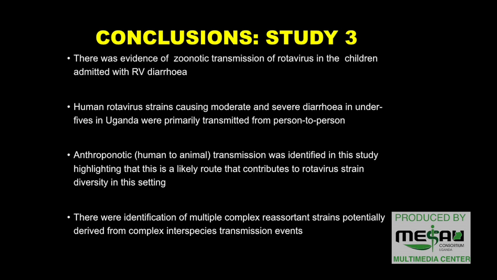And then we also saw human to animal transmission was identified in our setting. Remember, we had the cow where all the genomes were similar to those of the humans, and also the pig which had some bits of genes which are similar to humans. So we identified multiple complex reassortant strains which are derived from complex interspecies transmission of rotaviruses in our setting.